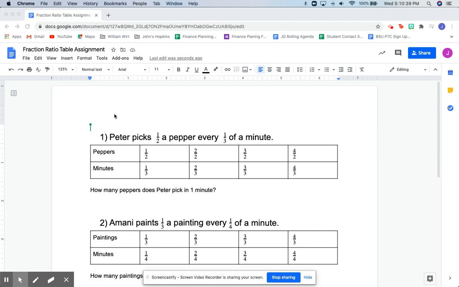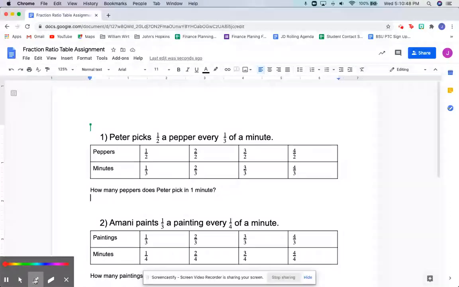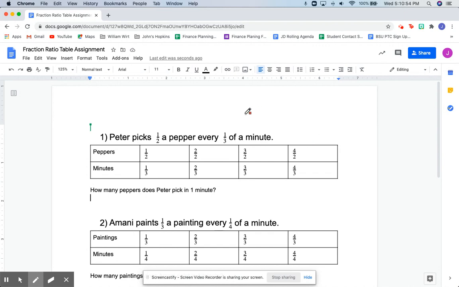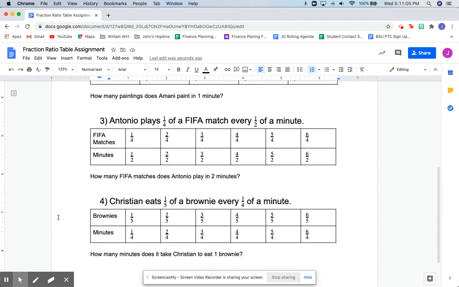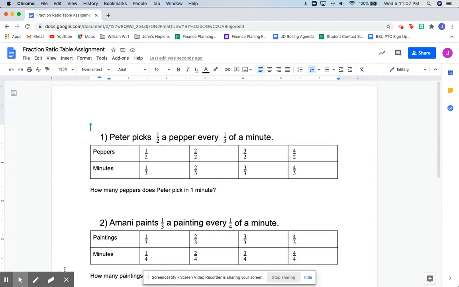All right, so we're going to go over our fraction table ratio assignment. The first question is for people who still need a little bit of help with this idea and this homework, and also maybe missed class on Wednesday and Monday and Tuesday this week. So we're going to work on this problem, and you can use the same ideas to do the rest of the problems on this page, right? Because you have to do all four of these for your homework.